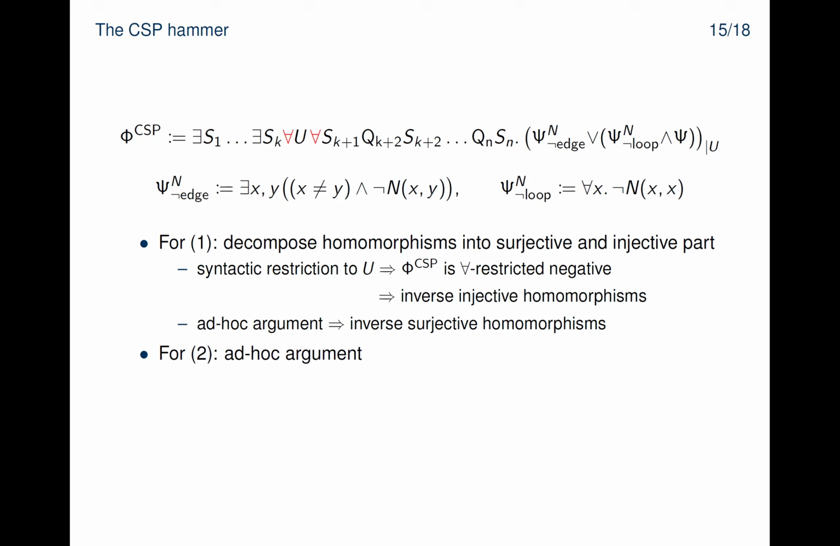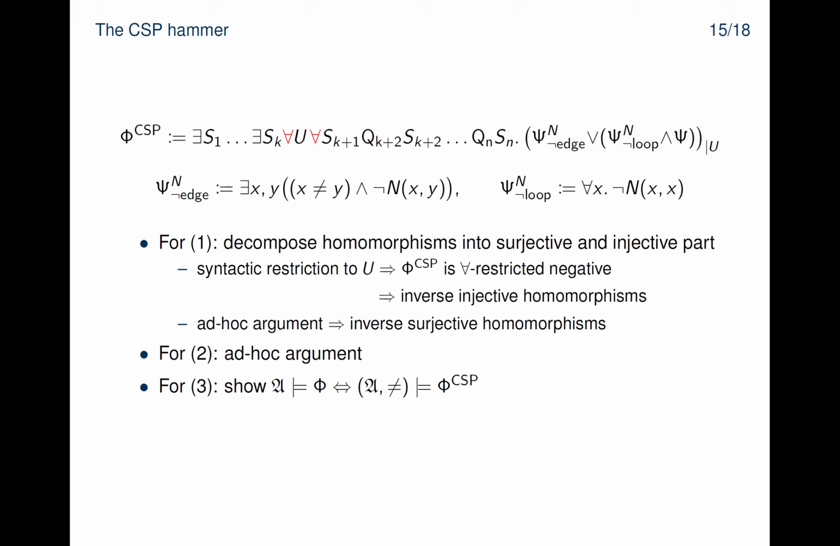And for preservation under disjoint unions, we do a similar ad hoc argument, right? If we have a disjoint union of two models, then of course between these two models there cannot be any edges. And then whenever we're evaluating the first order part of this phi CSP sentence, which is relativized to u, it just matters whether u sees only elements from one structure, or if it sees some overlap, and in the case of an overlap, it would immediately say yes because of this non-edge sentence.